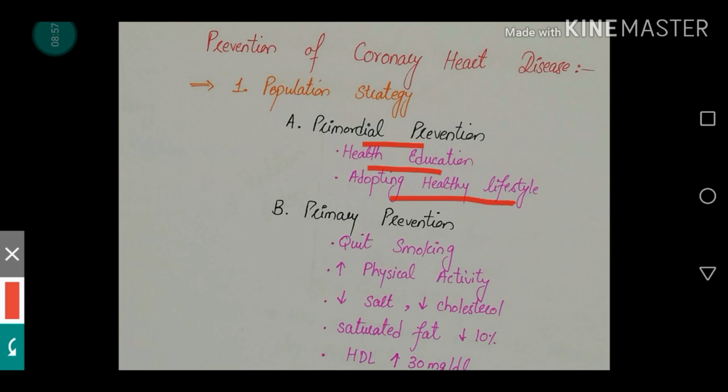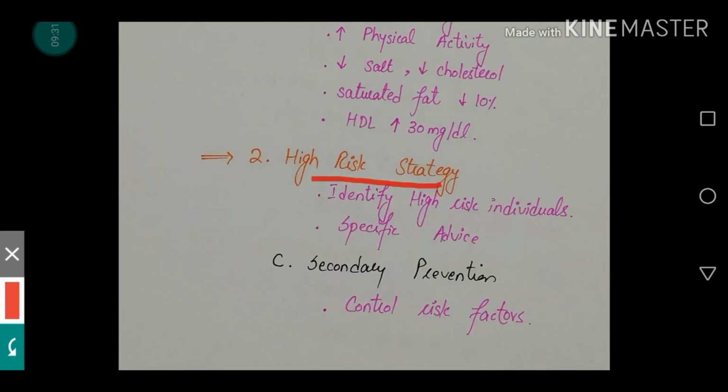Then comes primary prevention. This includes asking the patient to quit smoking, asking them to increase physical activity, decrease salt, decrease cholesterol, saturated fats should be less than 10%, and high density lipoproteins should be more than 30 milligrams per deciliter in the diet. High risk strategy is applied in those patients who are susceptible to develop disease in a later part of their life. They are labeled as high risk as compared to other people who are at less risk or less chance of developing coronary artery disease.